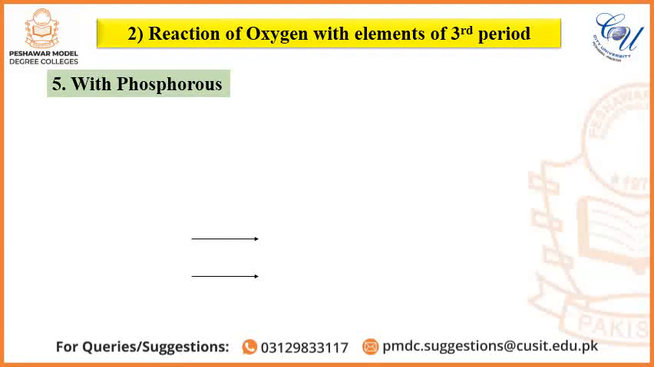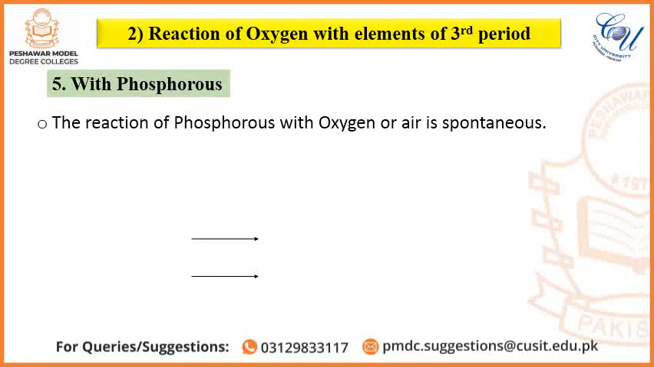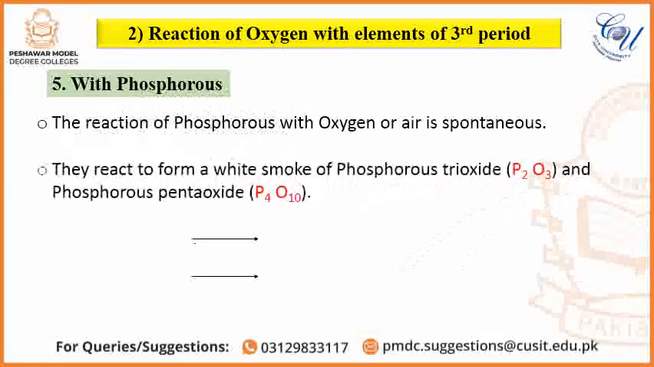This is the reaction of the member of third period, that is phosphorus, with oxygen. Phosphorus spontaneously catches fire in open air. They both react to form a white smoke of phosphorus trioxide and phosphorus pentoxide.